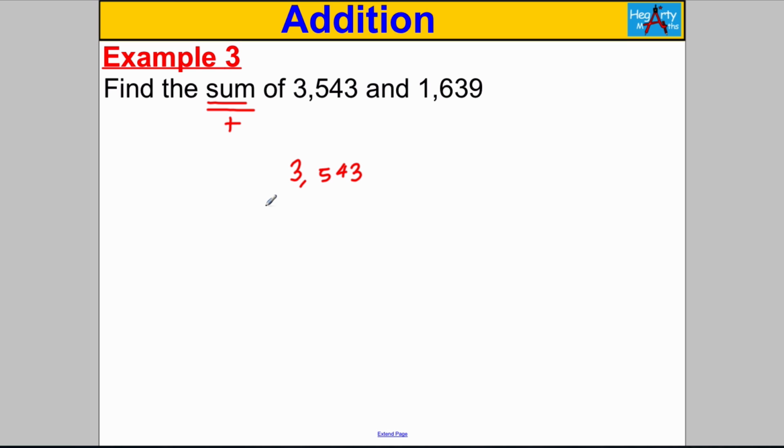3,543 add 1,639, and let's put a line under it. Okay. 9 ones plus 3 ones are 12 ones, which means we have 2 ones and a 10, which we can carry there. So 12, we can put down the 2, carry the 10 over here.